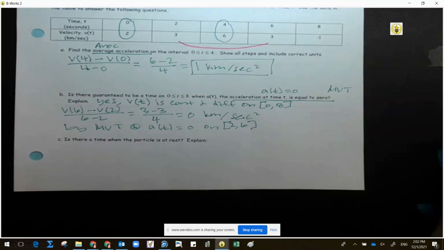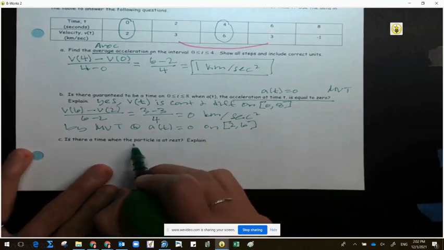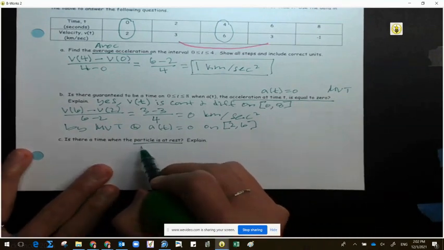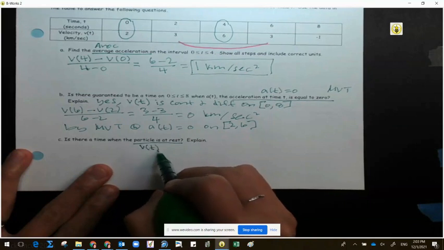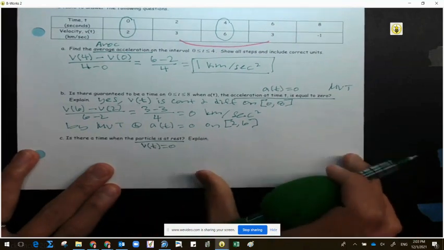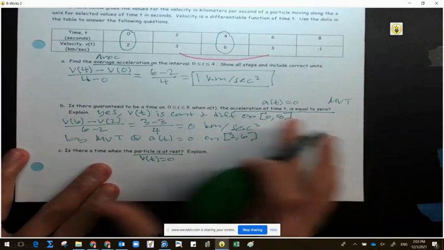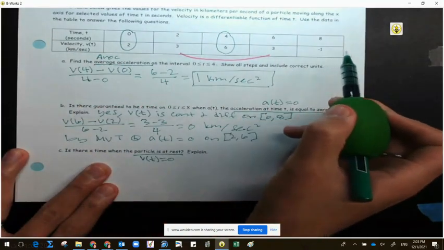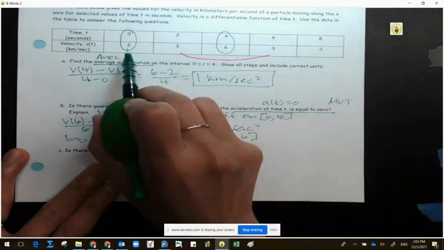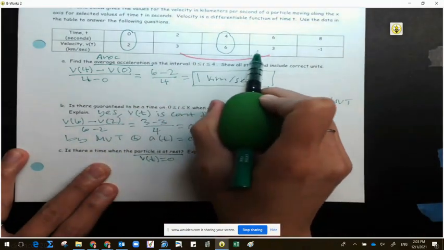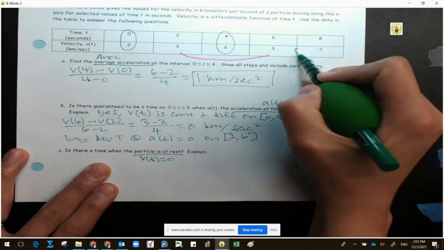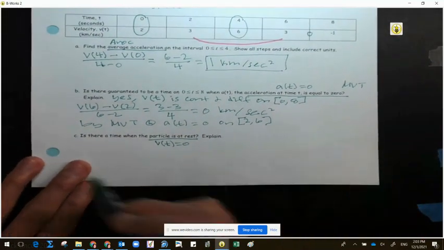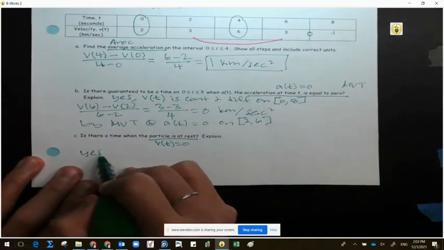All right. Our last one says, is there a time when the particle is at rest? So yesterday I mentioned the particle is at rest when the velocity is equal to what? Equal to 0. And don't we already have the velocity function anyways? So I'm going to go to my y values and see where I could plug in the 0. So it's continuous, and I know it's got to go right here. So I could say yes.